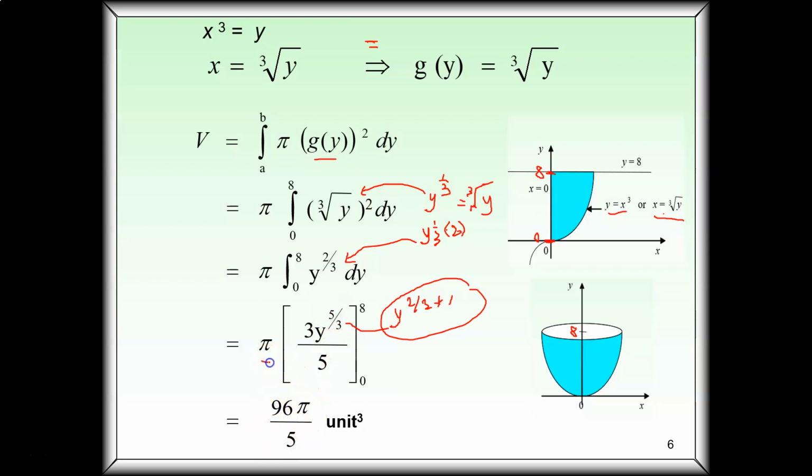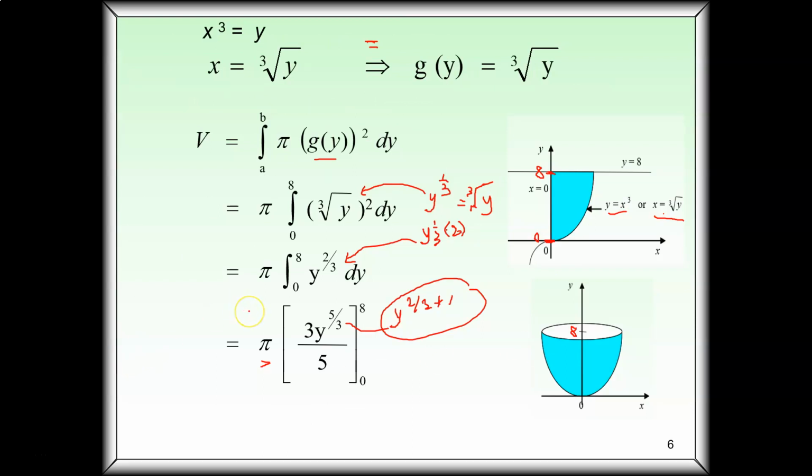So the pi over here, just keep it as pi. No need to key pi into your calculator. Just put it as 96 over 5 pi unit cube. Yes, you can also calculate by keying in the pi, but your answer will be in decimal form. You will get the decimal form if you key in the pi. Okay.